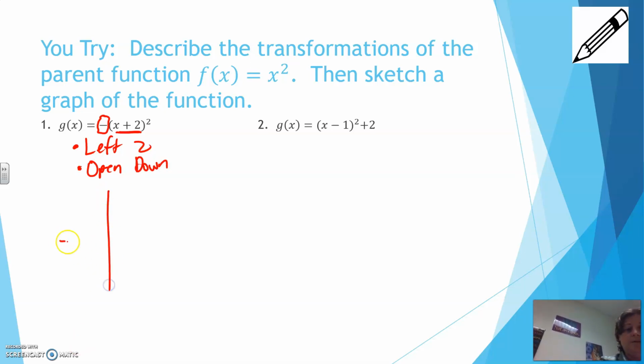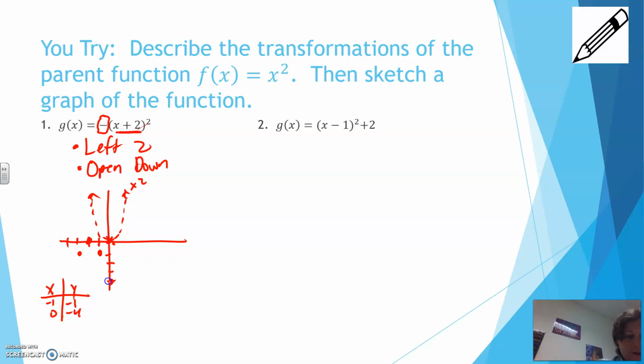So we can graph this one. Again, the parent function is x squared. So here I would take the vertex and go left 2, and then it opens down. If I want to figure out the exact points, again, I would make my xy table. I would put in -1 and 0. And again, -1 squared is 1, but -1, 1, flip that over. And then when I plug in 0, I get 4.